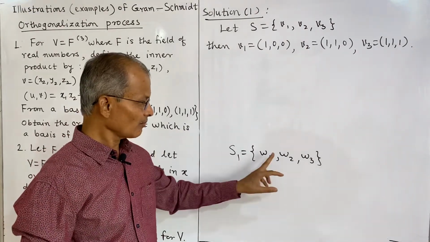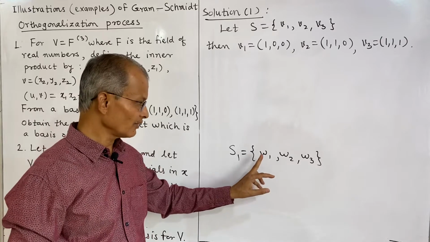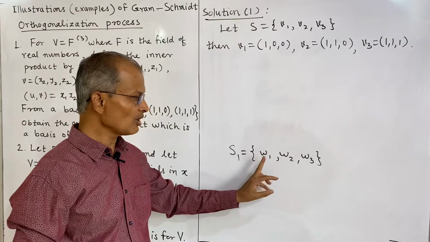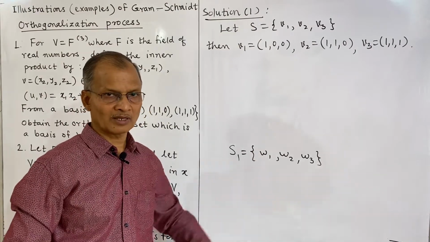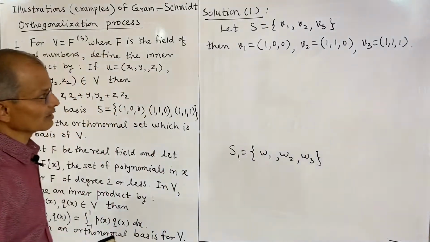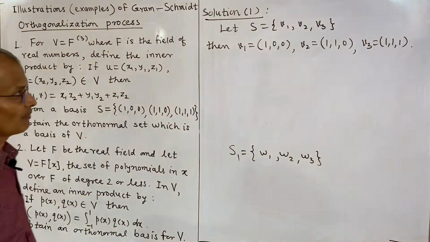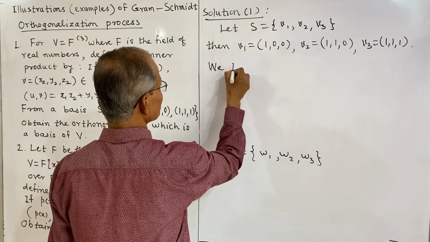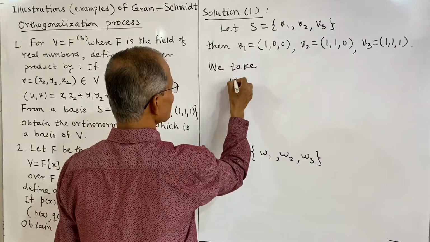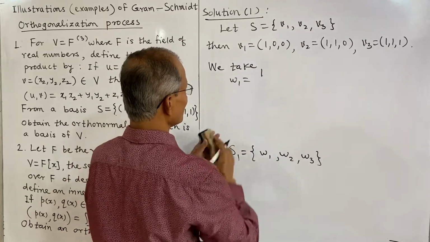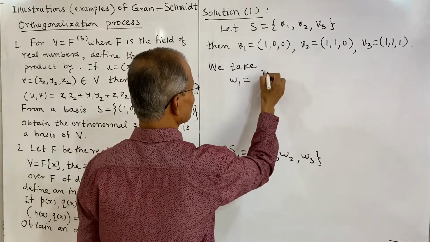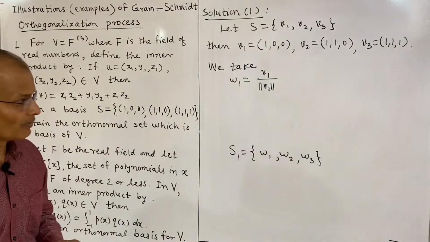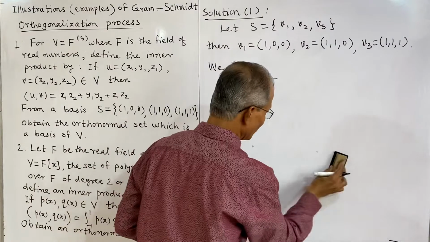Each vector must be of length 1, and they must be mutually orthogonal, that is, the inner product of Wi and Wj is 0 if i is not equal to j. So that is the condition, and first, W1 is defined as V1 divided by norm V1. This is the construction in the proof, and therefore W1 will be V1 divided by norm V1.